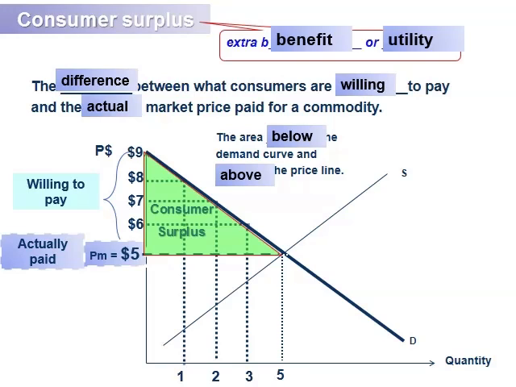Now you can imagine, for example, if the price went down to $4, the area of the triangle would increase. The yellow area represents the increase in consumer surplus because the price has gone down. So instead of paying $8 for the first unit, he was willing to pay that. He was getting $5, now he has to pay $4. So this is what is known as consumer surplus.